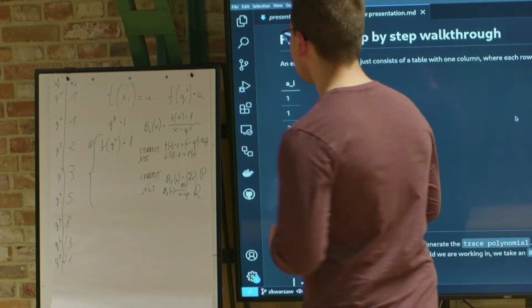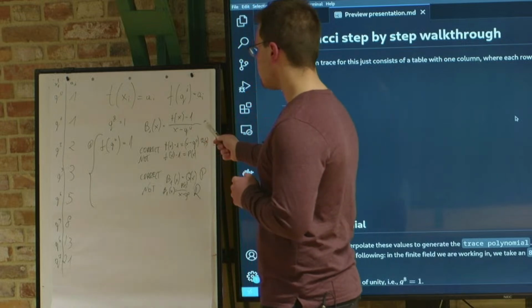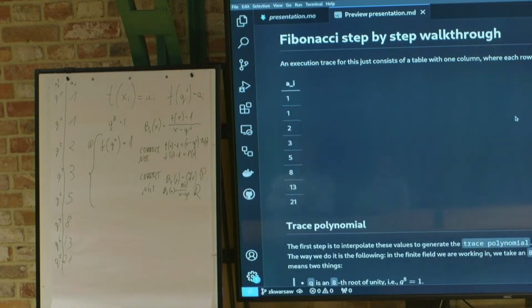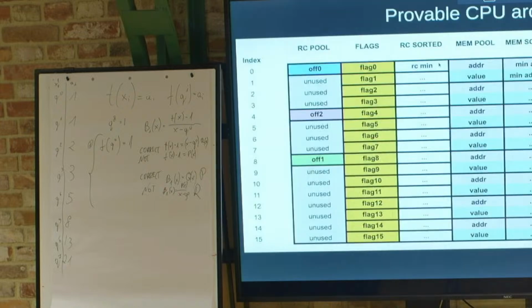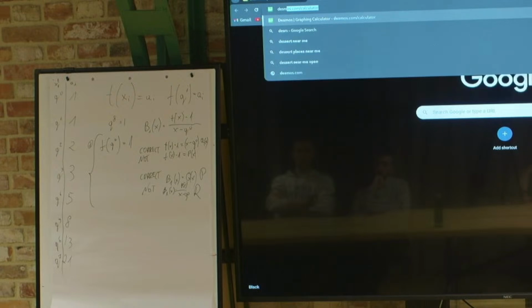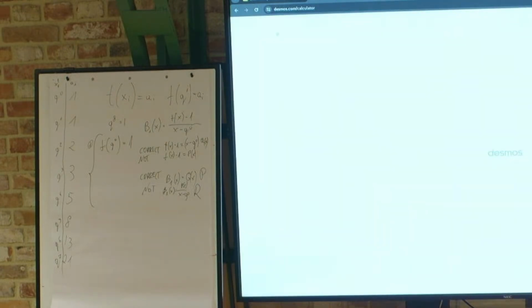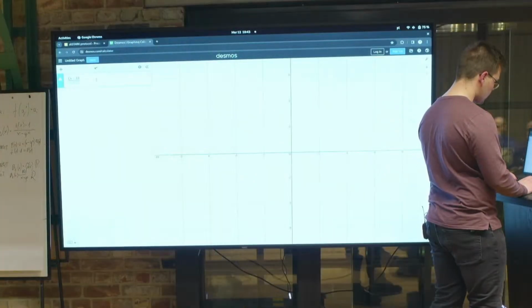So right now, we can explore this a little bit on the graphical calculator to see if we intuitively see what is happening here. So let's say we go to Desmos. And we're going to define something similar to the boundary constraint. So let's say x minus 1 on the top.